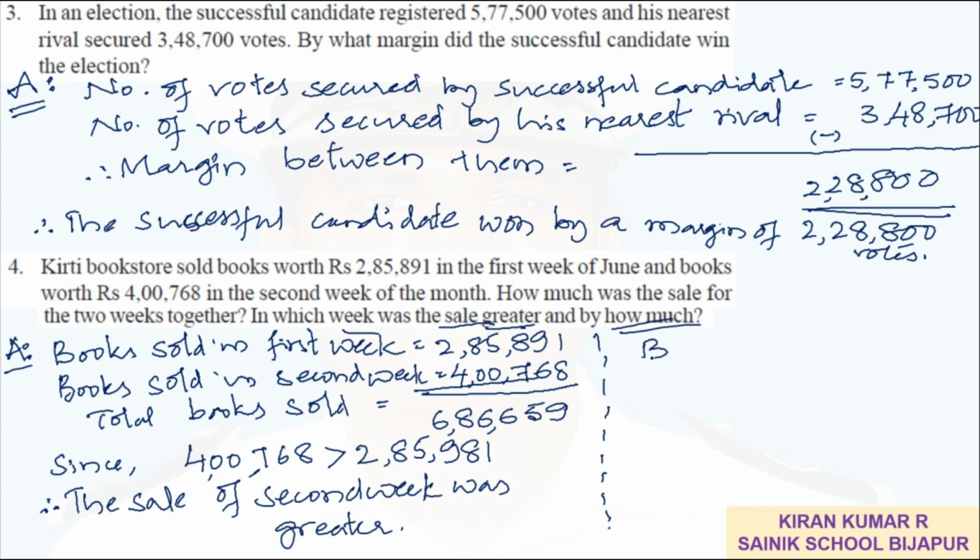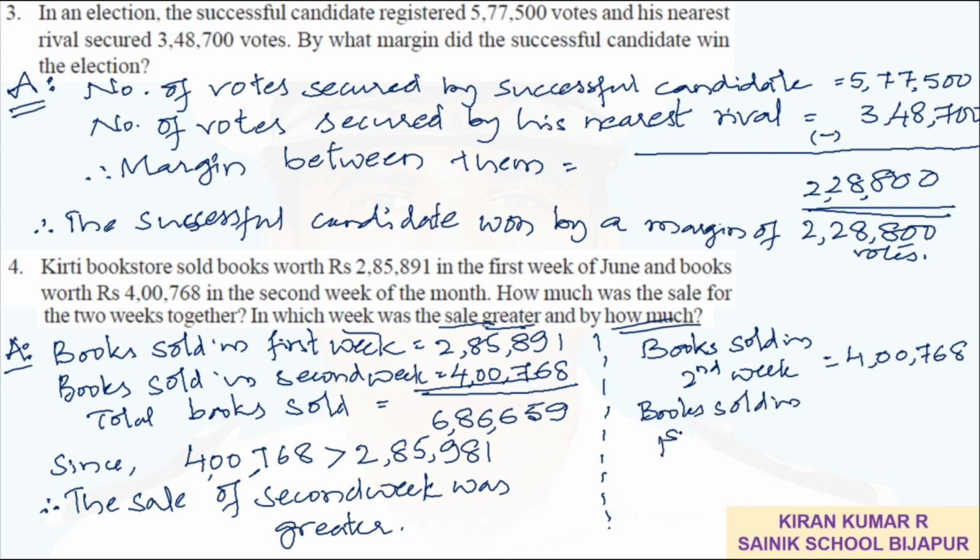For that, I need to take books sold in second week, which is 4,768, and the books sold in first week, which is 2,85,981. Now I need to subtract to get more books in second week.